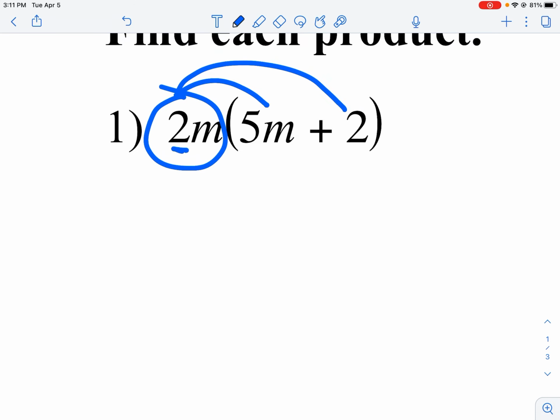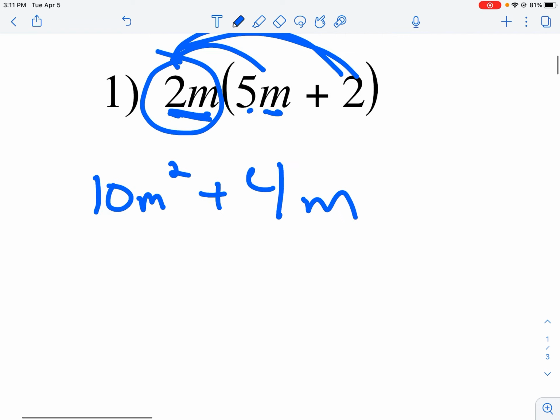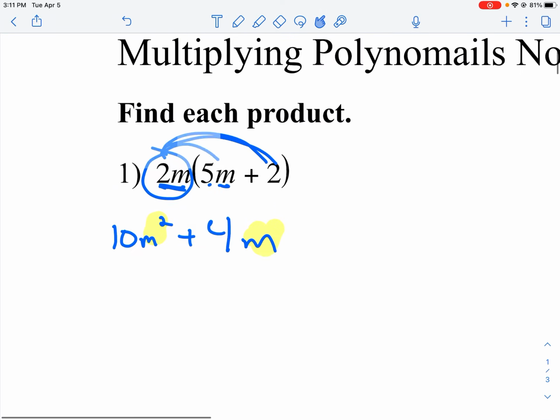So in this case, you have 2 times 5 is 10. M times m is m squared. Then you take your 2m and it multiplies by the 2. It stays positive for m. And then you check to see if you have any like terms to combine. In this case, you do not, because this term is an m squared, this term is an m. They are not identical, therefore you cannot combine them.